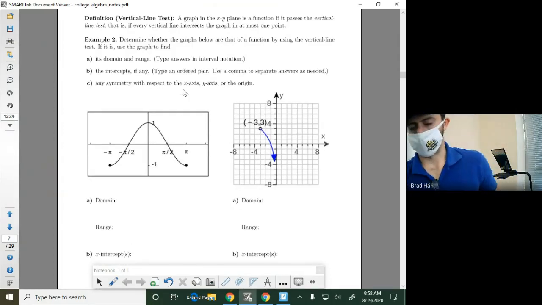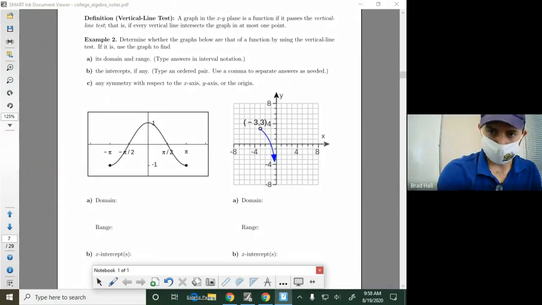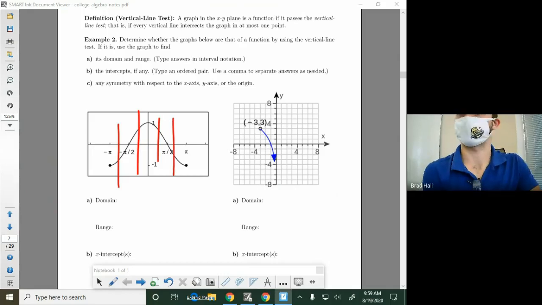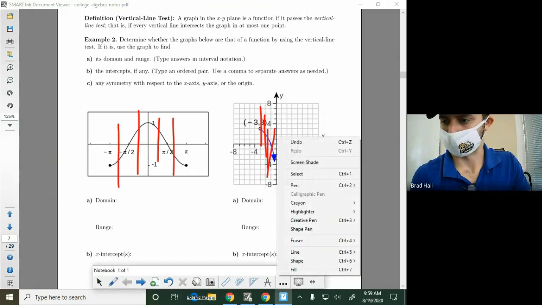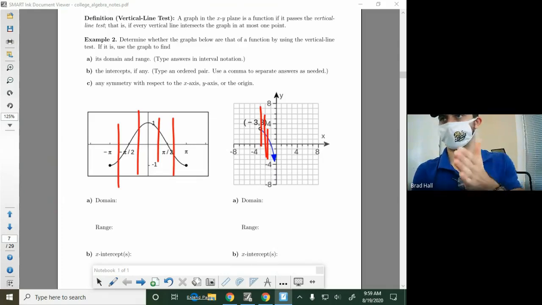So I'll use these graphs as an example real quick. For this graph on the left, if you draw a vertical line anywhere, it should only intersect the graph at most one time. If it intersects 2 times, it's not a function. Same thing over here. Nope, that's not a vertical line. Oh well. Same idea though. Any place you draw a vertical line, as long as it intersects at most one time, it is a function. So that's the vertical line test.